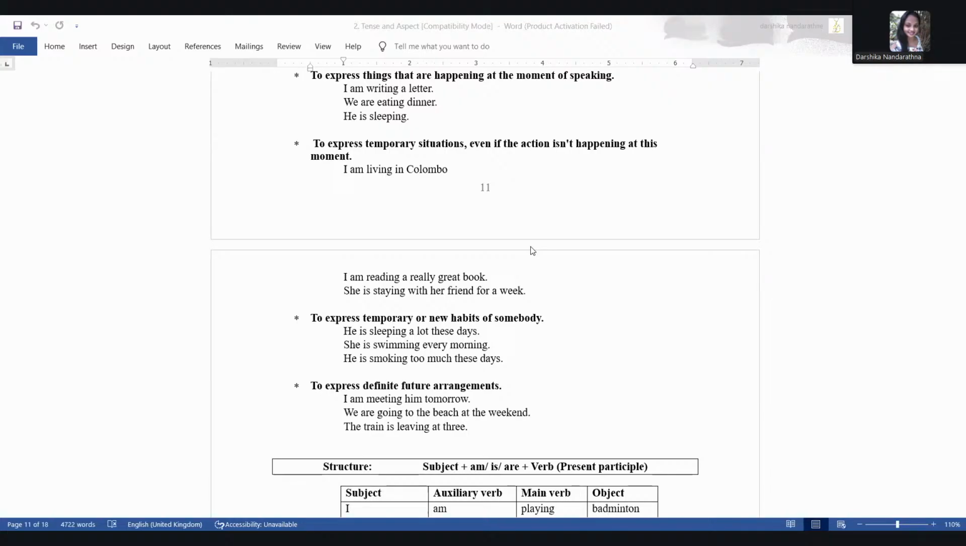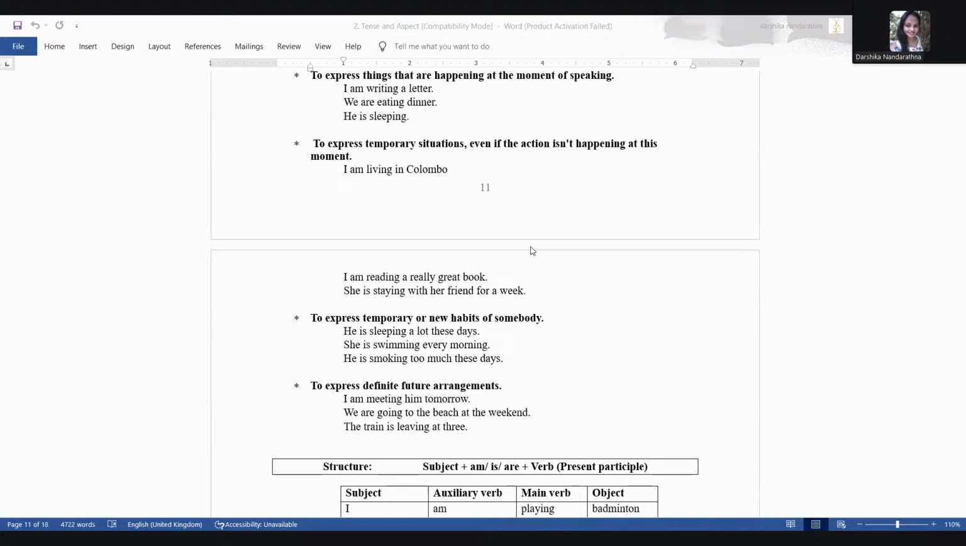If it is a fixed future arrangement, a scheduled one, then we can use present continuous tense. For example, I am meeting him tomorrow. That is a definite future arrangement. It is already fixed. Okay? We are going to the beach at the weekend. So it is a scheduled event, Pute. So it is a definite future arrangement. So we can use present continuous tense there.